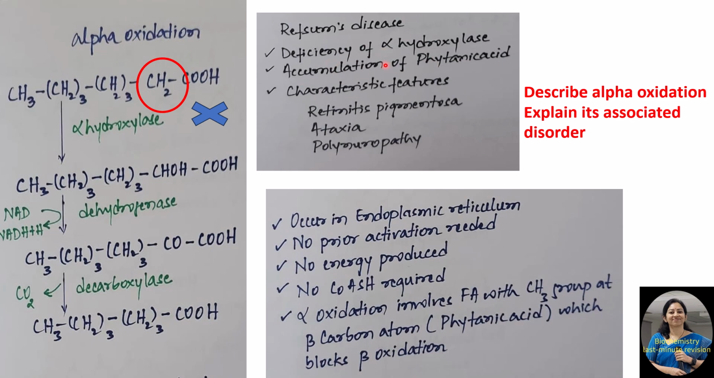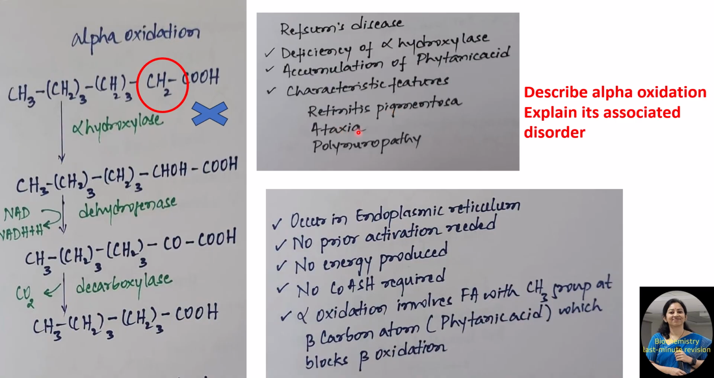Phytanic acid is the fatty acid which has a methyl group at the beta position, and milk contains a large amount of phytanic acid, so these children should avoid consumption of milk. The characteristic features of Refsum's disease include retinitis pigmentosa, where there is degeneration of the retina, and this will hamper the visual capacity of the child.